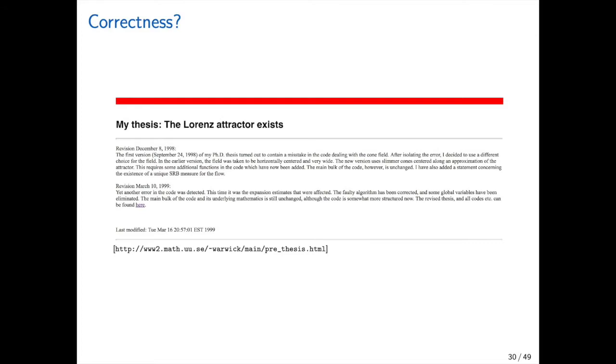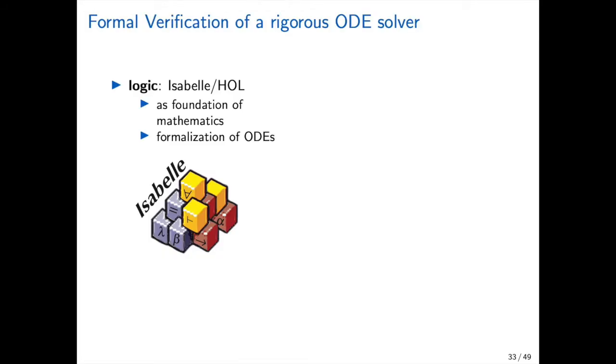Yeah. So, as I said, you might be worried about the correctness of Tucker's computations. And actually, this is from his webpage, and there's a revision from December 1998. He said he discovered a mistake in the code dealing with the cone field. Later, there was another mistake dealing with the expansion estimates. He fixed them, and I don't think anybody really doubts that this is a correct proof, but still, you would like to have more confidence. Which is why I verified those computations in Isabelle.